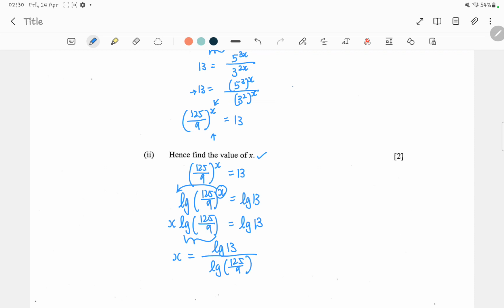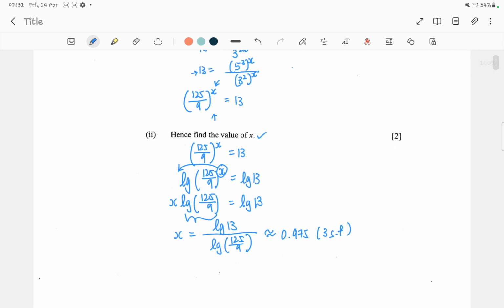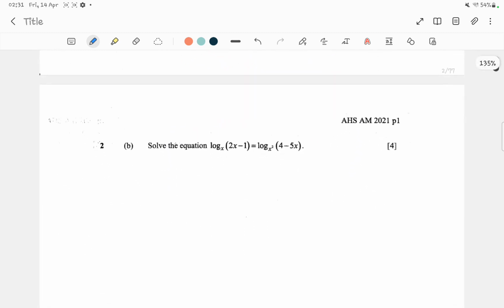Yeah, and using a calculator, you can see that this x over here is approximately equal to 0.975, rounded off to 3 significant figures. And then you are done. Basically, that's it. Okay, so next, we are going to move on to 2b.